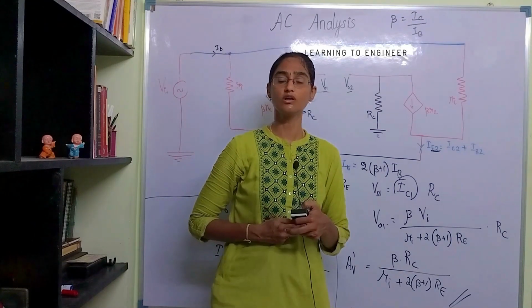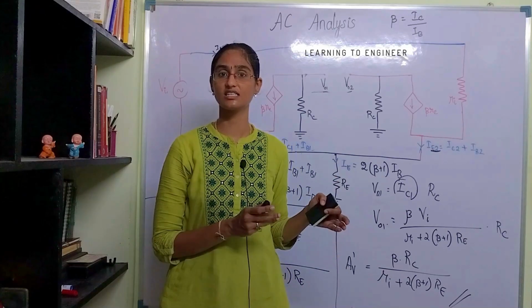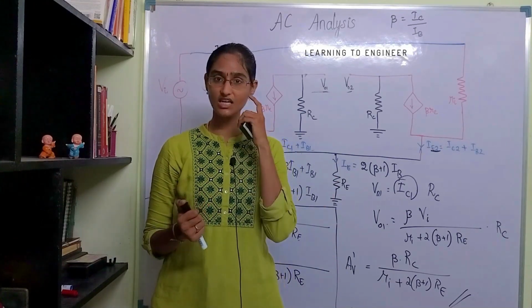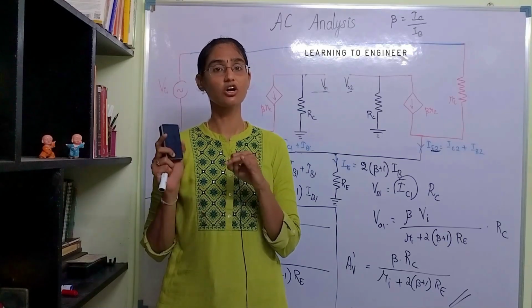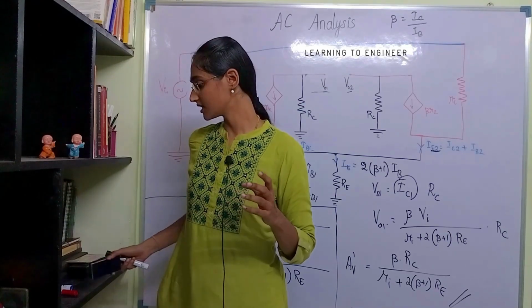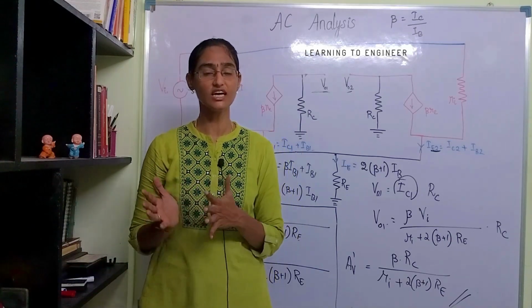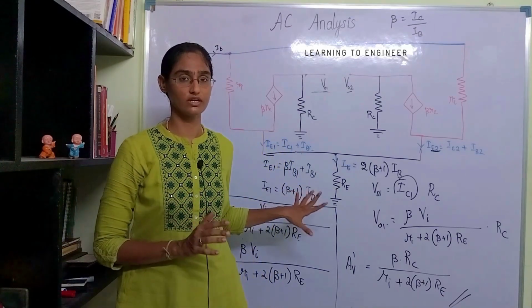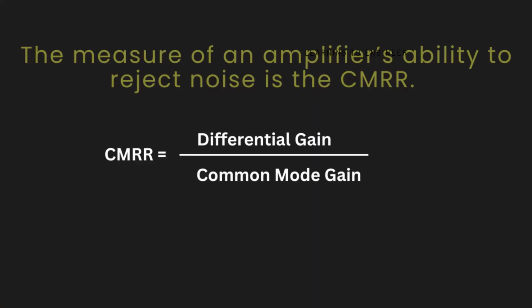In this video, we saw the circuits of the DC analysis and AC analysis separately, and within AC analysis, we understood the differential configuration and common mode configuration. The OPAMP will have very high differential gain and very low common mode gain. And this factor is explained by the value of common mode rejection ratio.